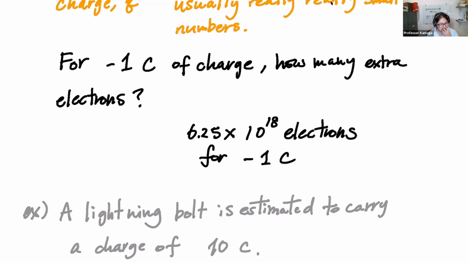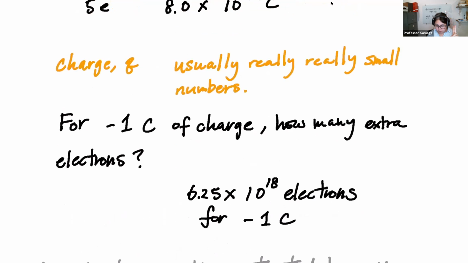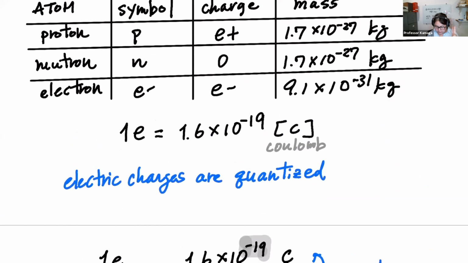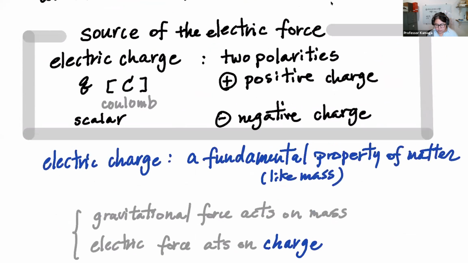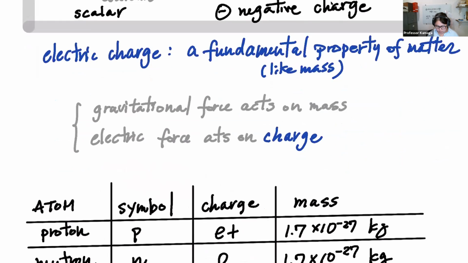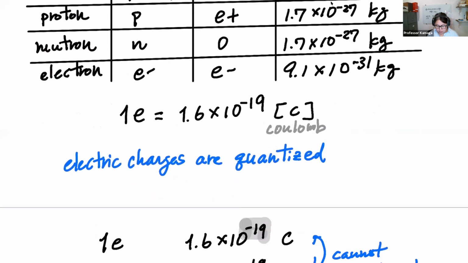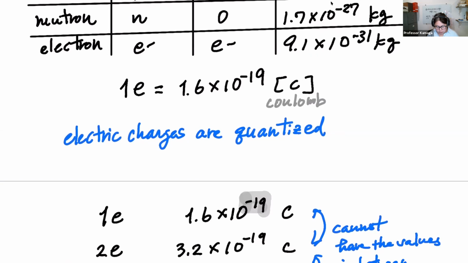So again, electric charge is the source of the electric force. Electric charge has two polarities. It can be plus or minus, right? We use the symbol Q, and the unit for electric charge is coulomb. The fundamental magnitude of electric charge comes from electrons and protons, and that's 1.6 times 10 to the minus 19 coulomb.